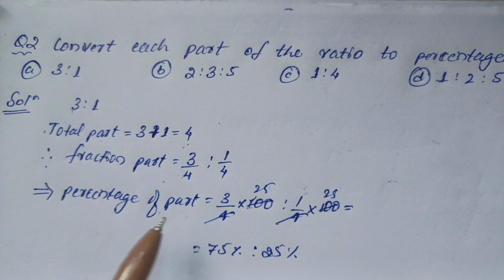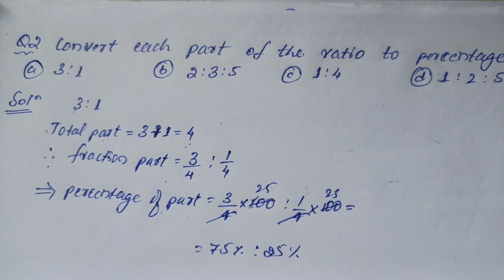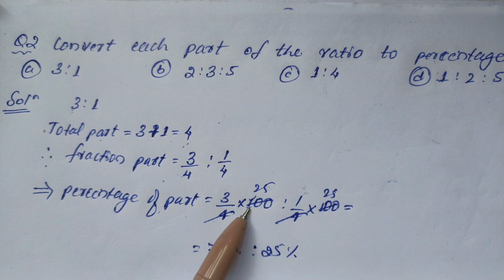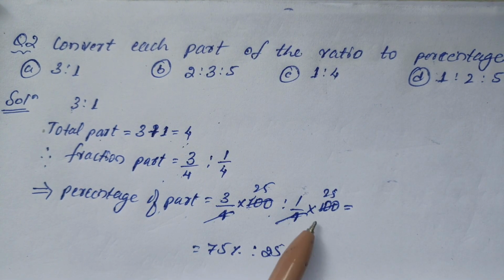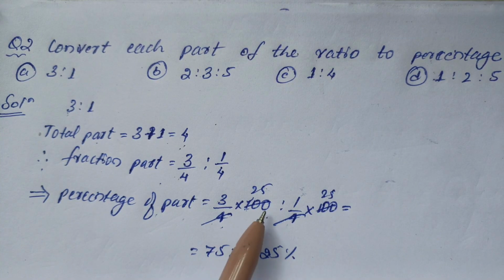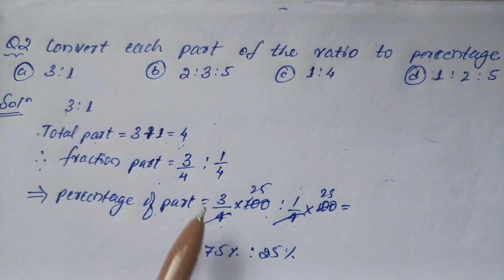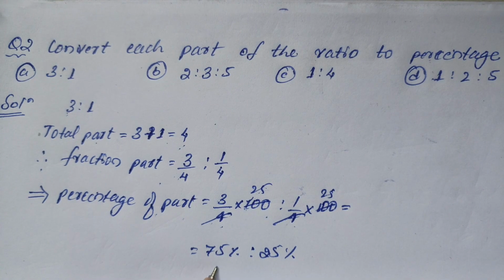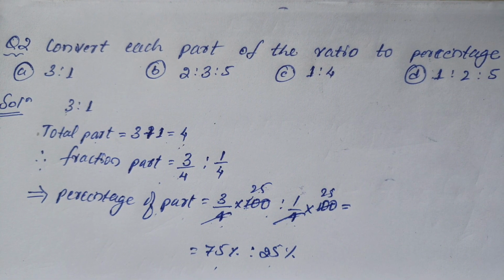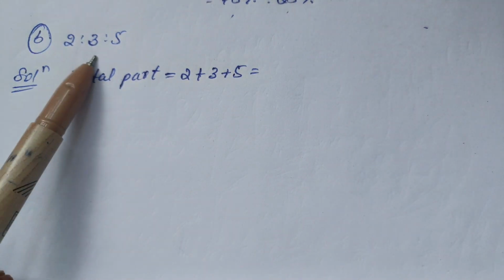Now the percentage part. If you want to get a percentage, you need to multiply by 100%. So we need to multiply both sides. That is 3 divided by 4 into 100 is to 1 divided by 4 into 100. Now 4 ones are 4, 4 twos are 8, 25 is 100. Now 3 into 25 is 75. 1 into 25 is 25%. So that is the answer. Now the second one. They have given 2:3:5.